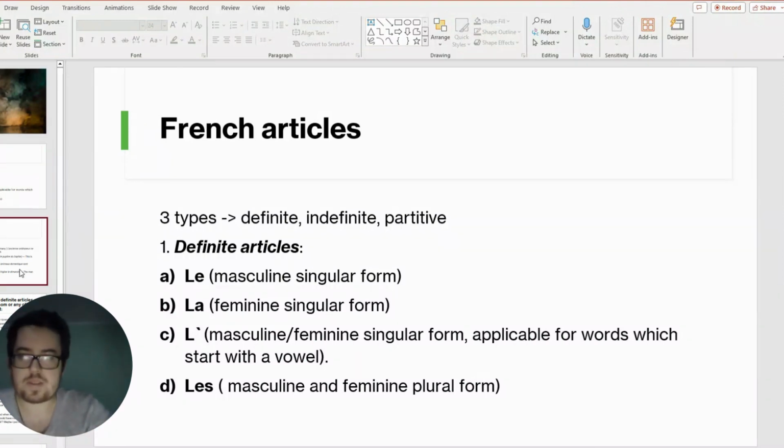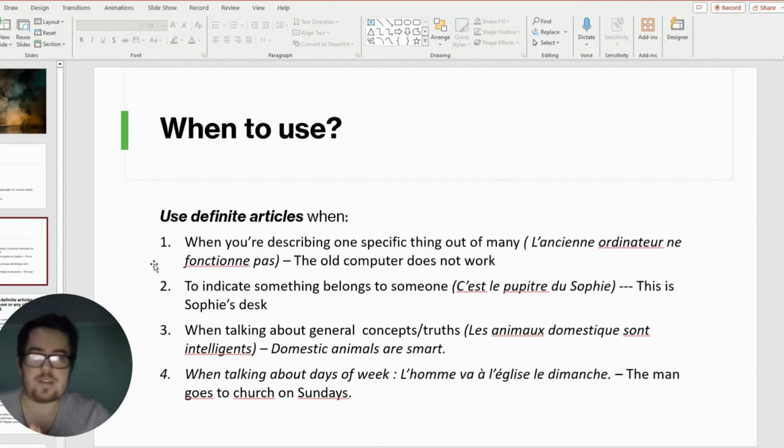So when do we use these articles? We use definite articles when we're describing, for example, one specific thing out of many. For example, l'ancien ordinateur ne fonctionne pas. Out of many computers, the old computer does not work.